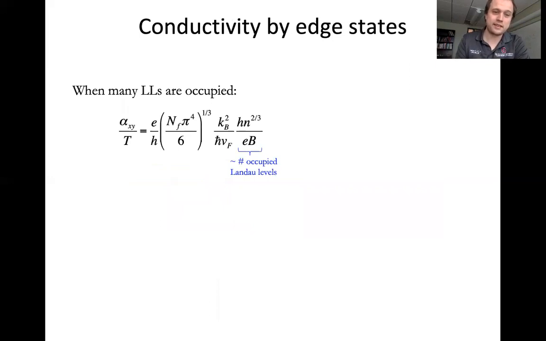Okay, so if you do the calculation of alpha xy using this edge state picture, what you find is that at small magnetic field, meaning many Landau levels are occupied, I have something that depends on the electron concentration and on the magnetic field.